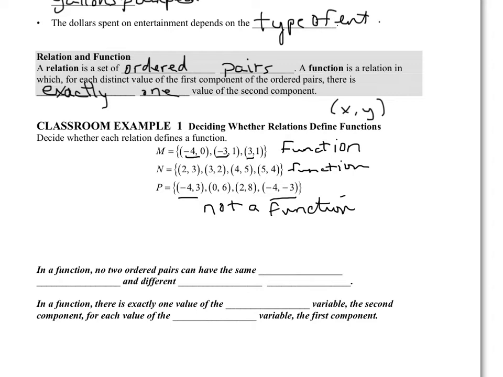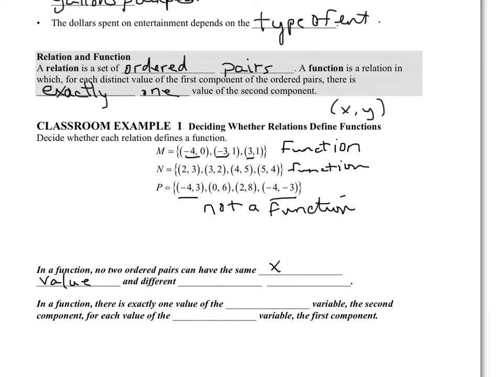So here are a couple of ways that we can describe what we just did, what we just learned and we practiced in that example. In a function, no two ordered pairs can have the same what? We said it was the same x value.